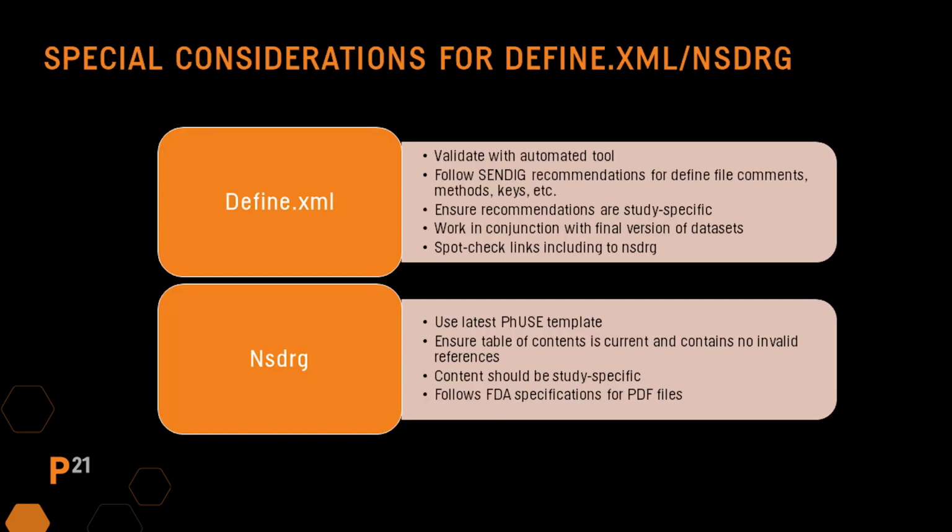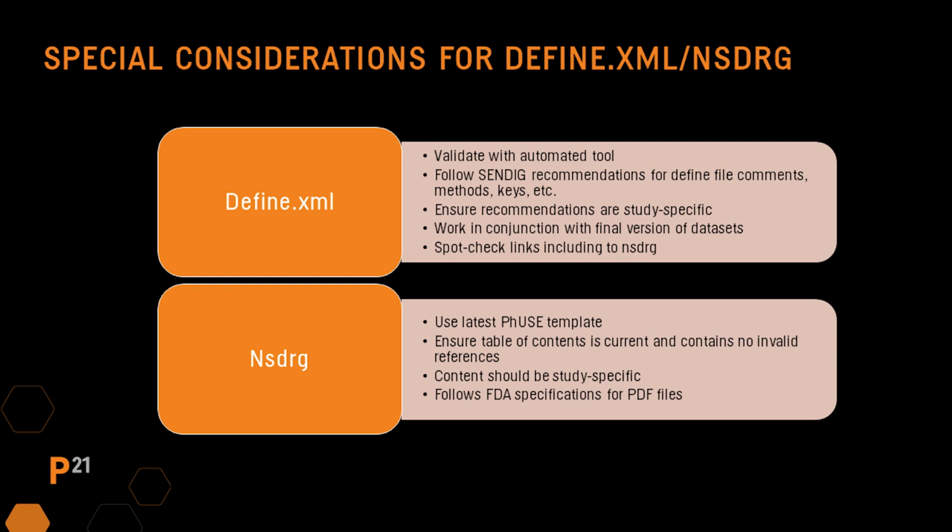When QCing a SEND dataset package, DEFINE.XML and NSDRG files should also be a part of the review process. As mentioned in the last slide, if these files are largely automatically generated by the validator or SEND viewer tool, then the QC process will be easier and can focus on those portions of the files that are updated manually. For the DEFINE.XML file, it's important to note that the DEFINE file should be created against the final version of the datasets. If updates to the datasets have been made since the DEFINE file was generated, updates will need to be made to address changes, or if the dataset changes were extensive, the DEFINE file may need to be recreated.